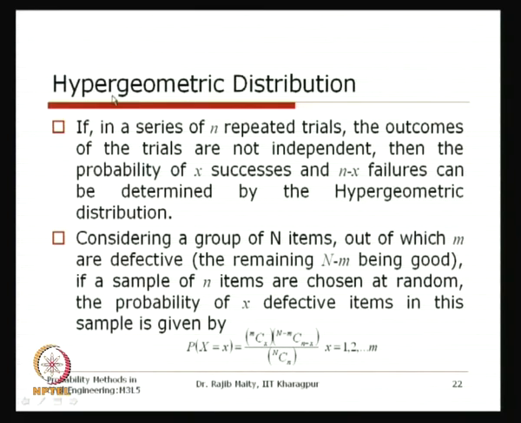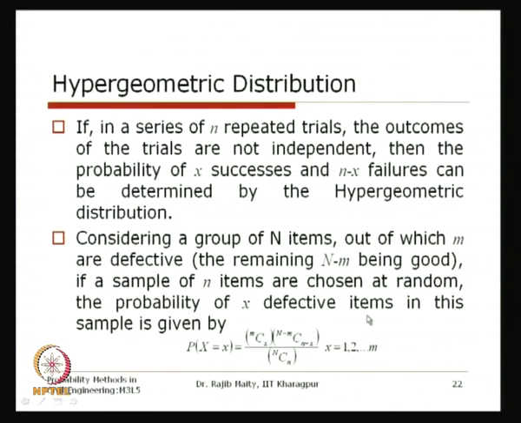Next, we are talking about the hypergeometric distribution. In a series of n repeated trials, if the outcomes of the trials are not independent, then the probability of x successes and n minus x failures can be determined by the hypergeometric distribution. Considering a group of n items out of which m are defective and the remaining n minus m are good, if a sample of n items is chosen at random, the probability of x defective items in this sample is given by this distribution.